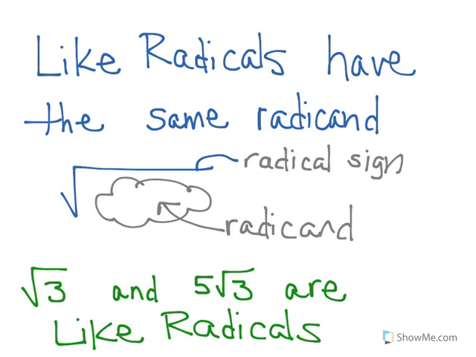Like radicals are expressions that have the same radicand. So the term that's underneath the radical sign is considered the radicand. An example of like radicals is radical 3 and 5 radical 3.